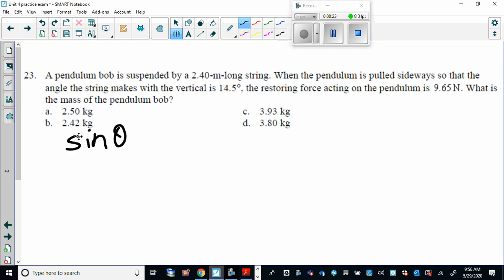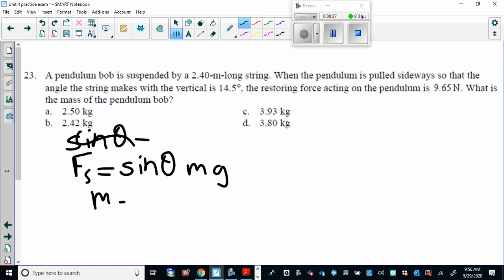It's this question here. Let's just write it like this: the restoring force equals sine theta times mg, and in this case we're just solving for m. M equals the restoring force divided by sine of theta times g. There's your restoring force, there's your angle, gravity 9.81. Straightforward, and the answer is number 23C.